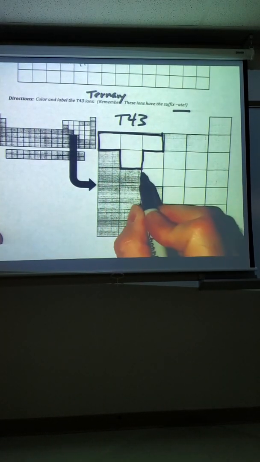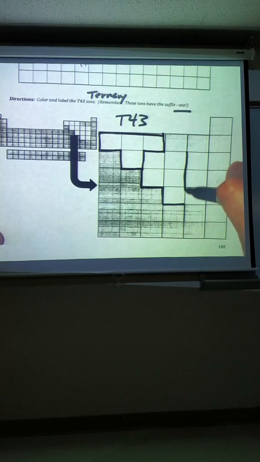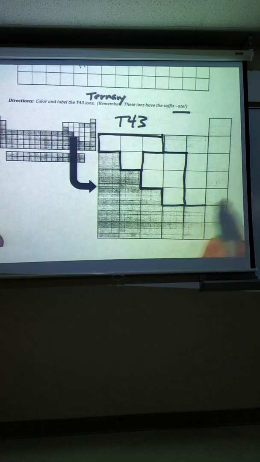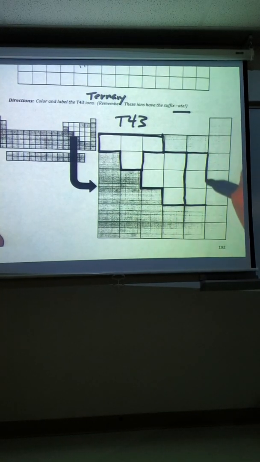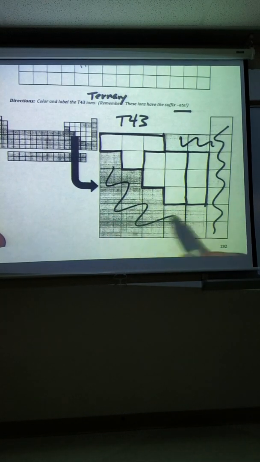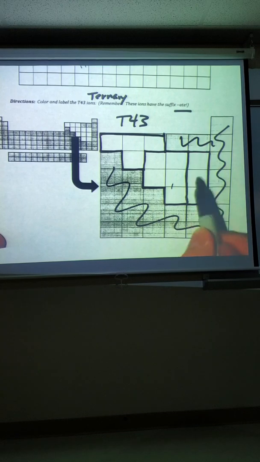Underneath it looks like the number 4. We're going to trace it as well. And then we have 3 boxes left. That means everything else is not too useful. It's just part of the periodic table that we're not worried about. So we have the T box, the 4 box, and then the 3 box.